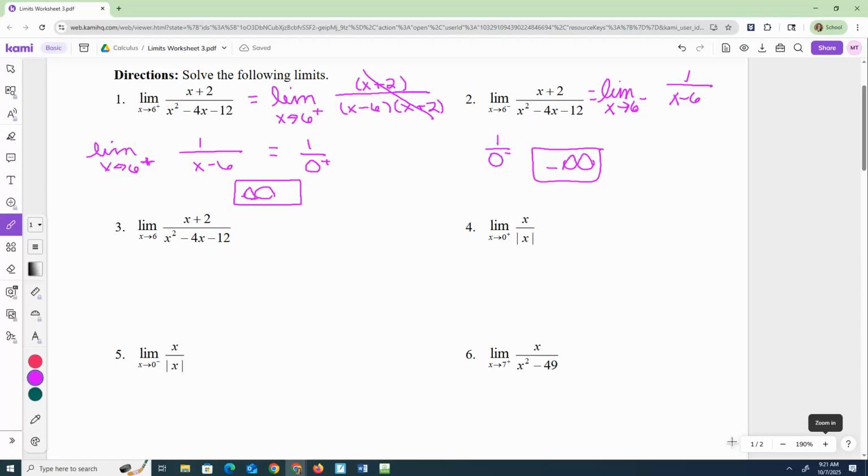So then, number 3, the overall limit. What you know is from the right it's going to infinity, from the left it's going to negative infinity. So what's my overall limit? It only exists if the left and right are the same. Okay, did we get those?